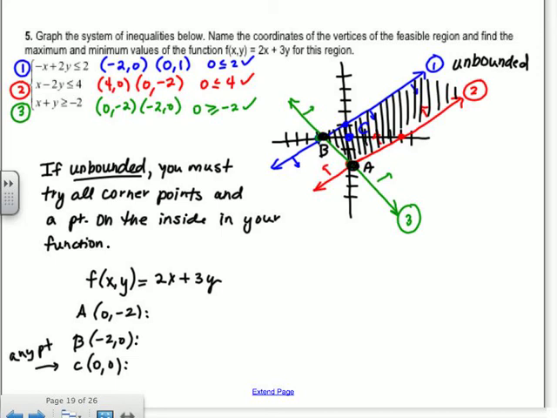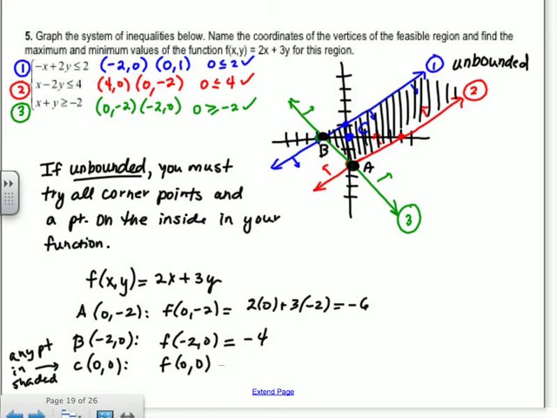So any point in the shaded area, and we try them in this f of x, comma y. So really the technical way you should write it is f of 0, comma -2 equals something. You could just write f though, I wouldn't be mad. So you get -2 goes in for y, so you get 2 times 0 plus 3 times -2, so -6. What's f of -2, comma 0? -4. And what's f of 0, 0?